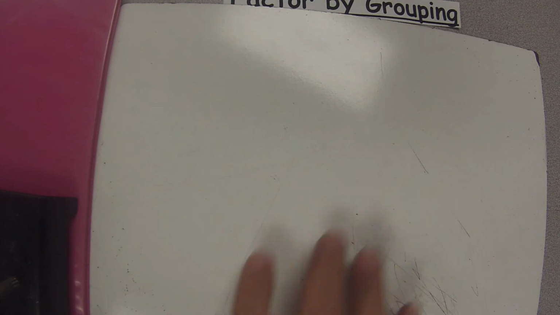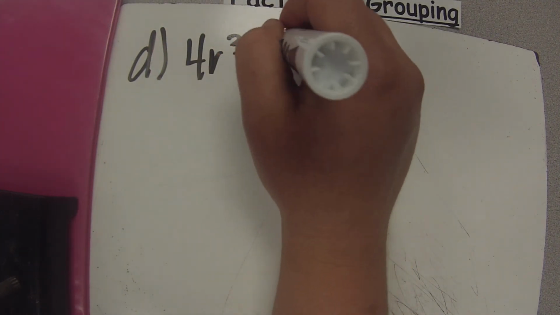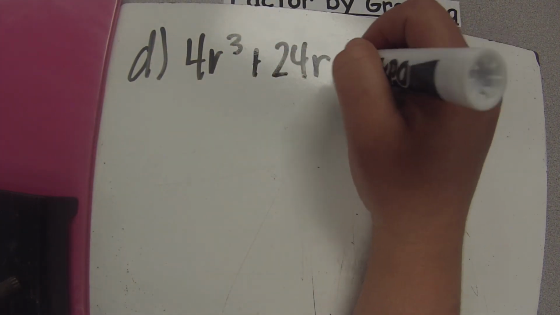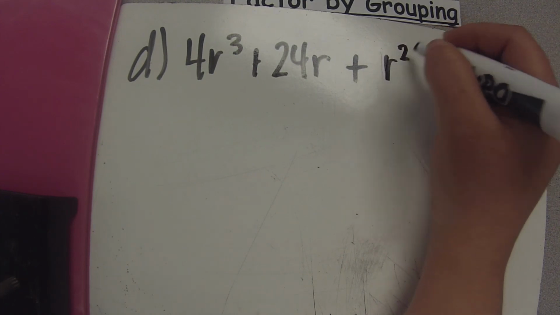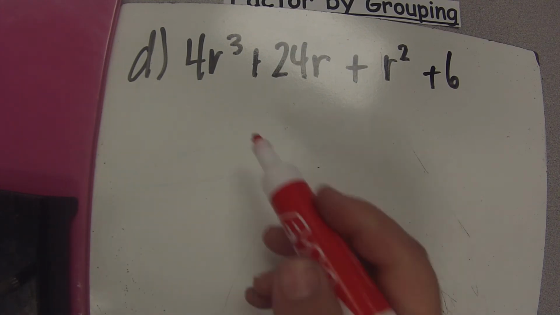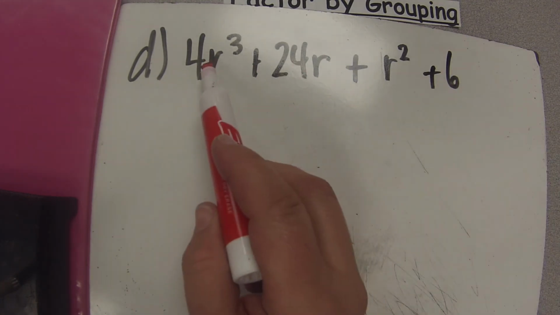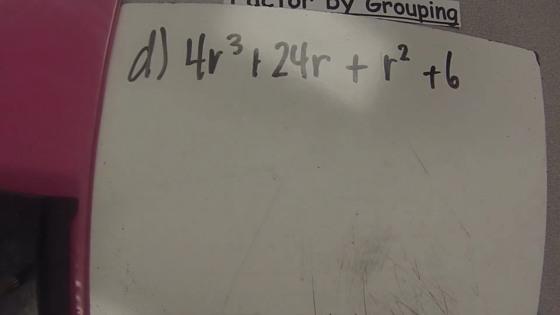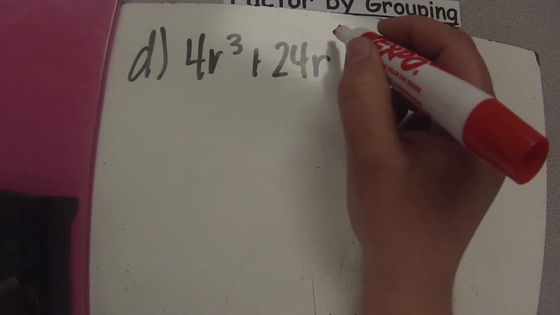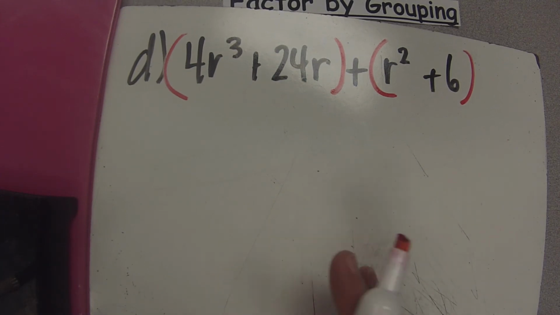By the way, this is still factoring by grouping. We're going to take D, and we have 4r cubed plus 24r plus r squared plus 6. Okay, so let's look at this real quick. All of the examples before had our polynomials in standard form, meaning they had r cubed, then r squared, then r, and then our constant term. Well, this one's not. We can still group these together and get a correct answer out.